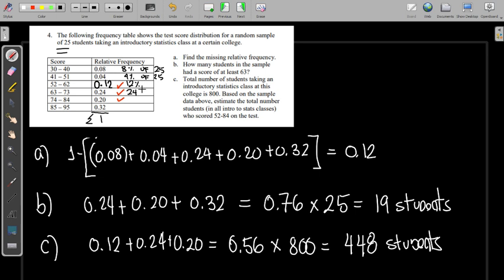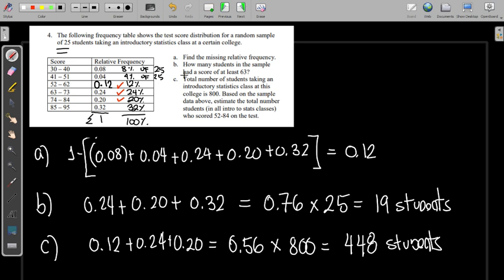This is 24%. Sorry, this is 20%. And this is 32%. So if you add all of this, it should give you 100. If you look in percentage, it's 100. If you look in probability, it's 1. It's basically the same thing. All of this is out of 25.